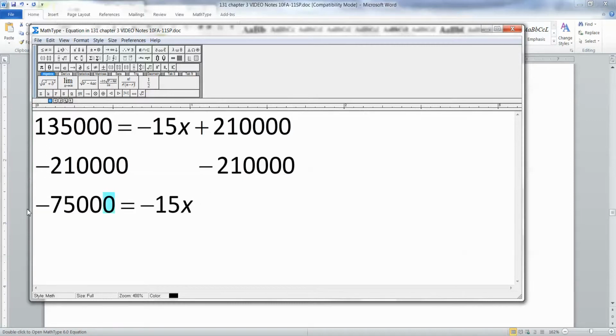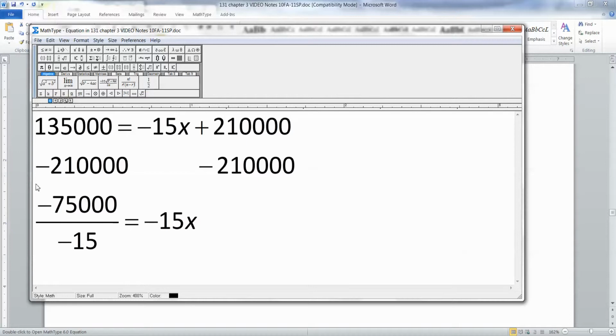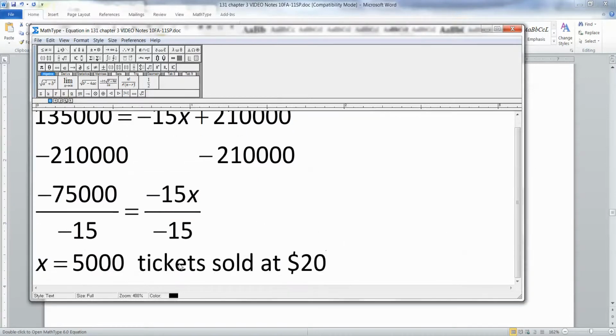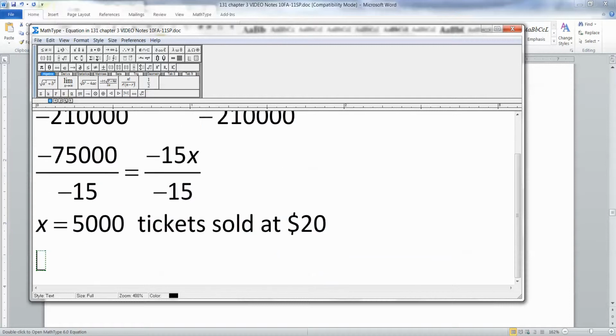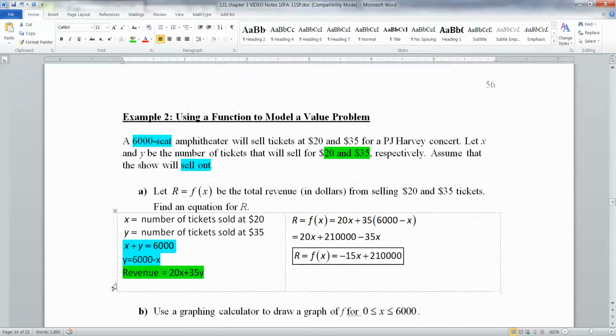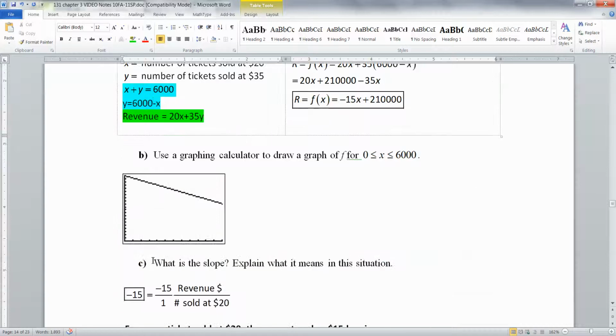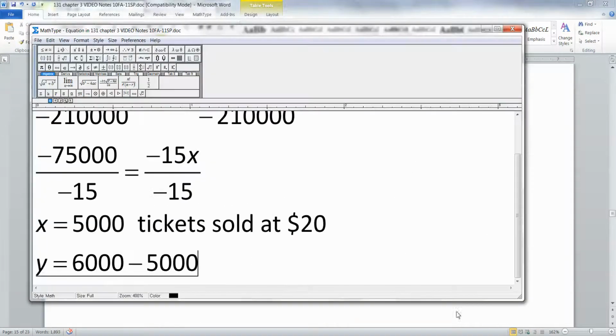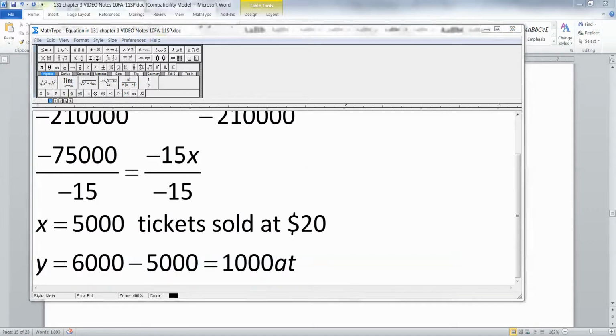So there you go. You got negative 75,000. Then you divide both sides by negative 15, which means when you divide that, you'll get 5,000. So you need to sell 5,000 at the $20 price. Now remember, it's sold out and there's 6,000 seats total. So to find out how many at the other price, you just need to subtract from 6,000, which means 1,000 at that price.